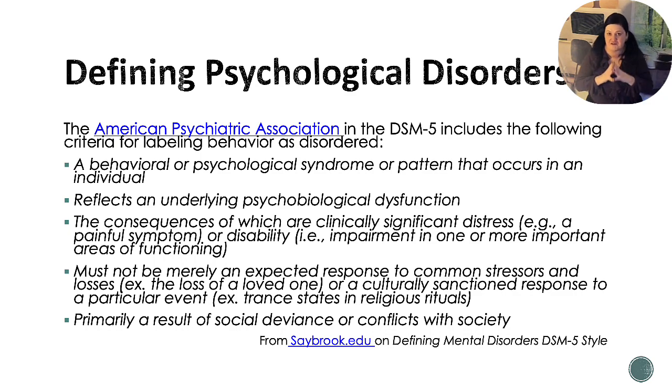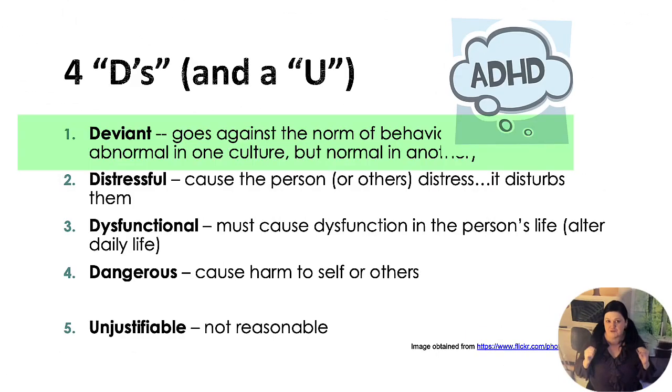So first up is deviant. Deviant is actually an important one. It means that we go against the norm of a behavior. Now, what may be abnormal in one culture could be normal in another culture. So it has to be culturally determined, okay?